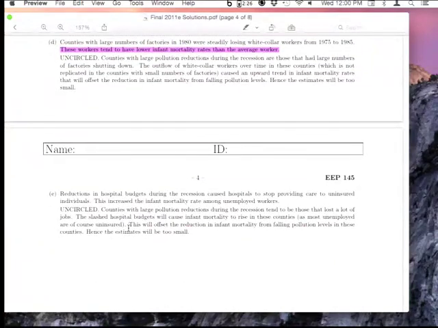And then the last question, and I guess we're out of time, is that reductions in hospital budgets during the recession caused hospitals to stop providing care to uninsured individuals. This increased infant mortality among unemployed workers. So again, this is a factor that's going to cause a bias, but it goes in the opposite direction. We're saying those counties that are losing factories and reducing their air pollution actually see an increase in infant mortality rates because the hospitals are providing less care to these individuals now.